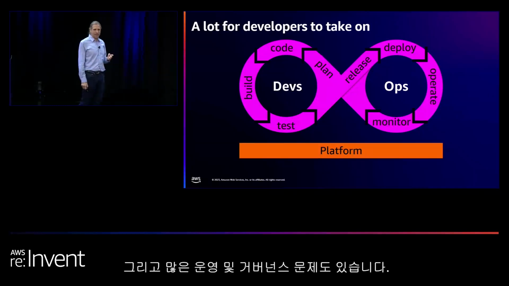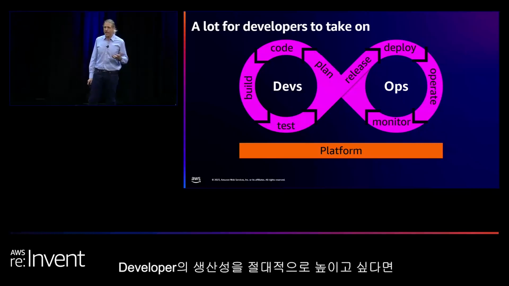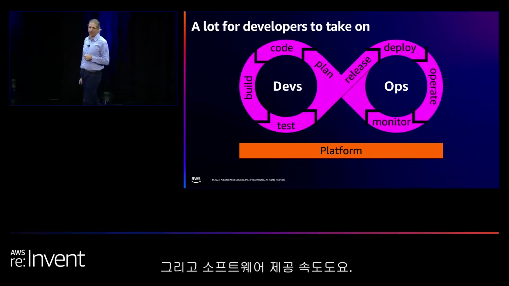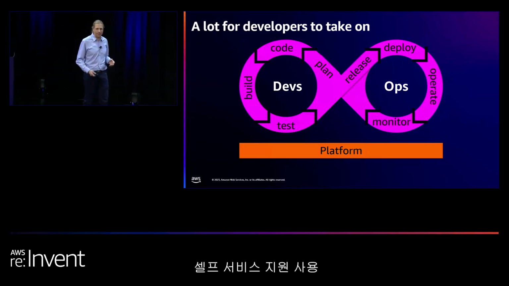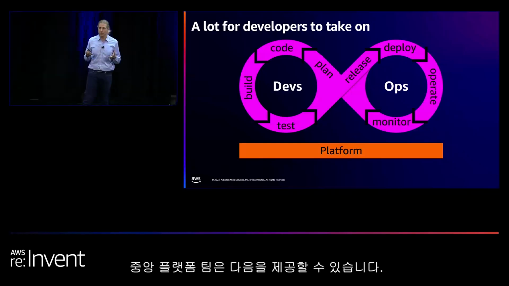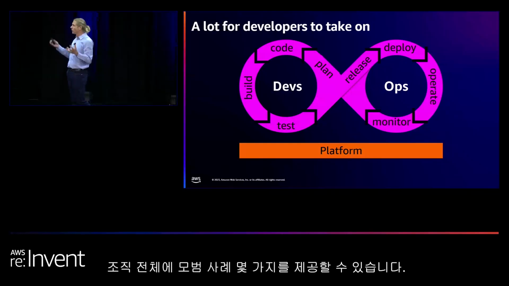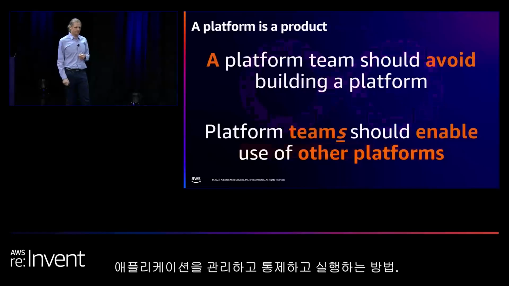A lot of the operational and governance issues actually don't need to be surfaced to the developers directly, and you absolutely want to increase developer productivity and the pace of software delivery. Developers want to get their stuff done using self-service enablement and great tooling to work with your applications. A central platform team can provide some of the best practices across your whole organization to manage and to govern and to run your applications.